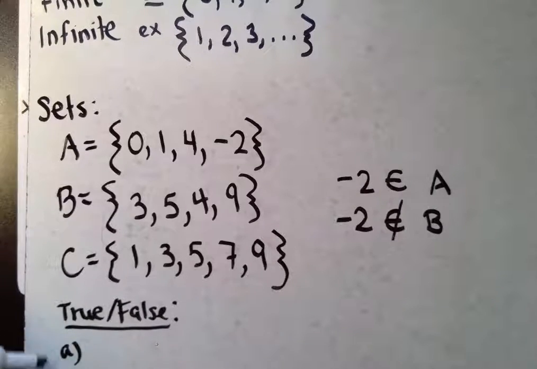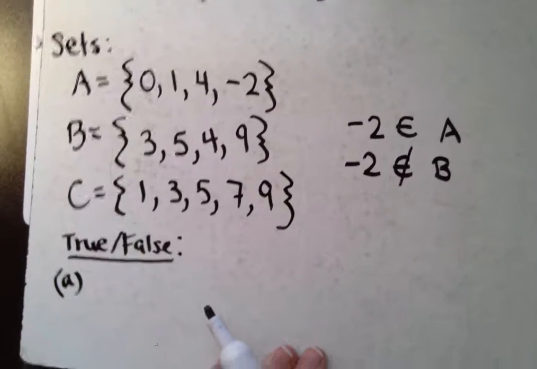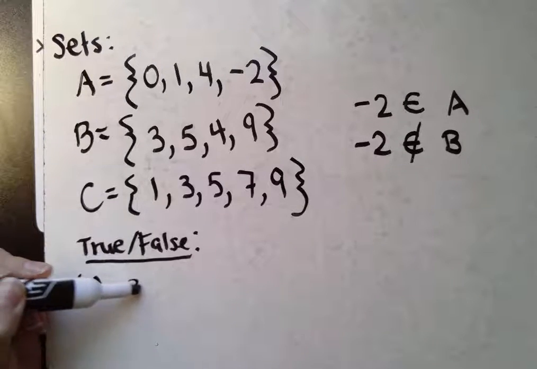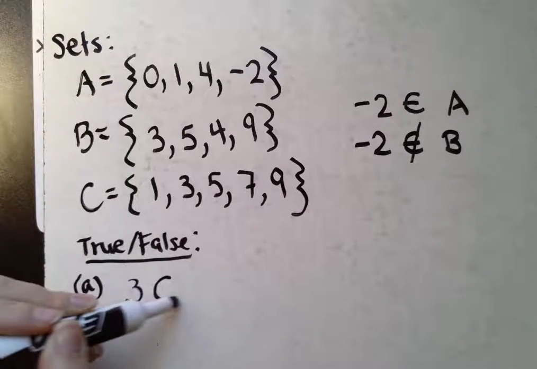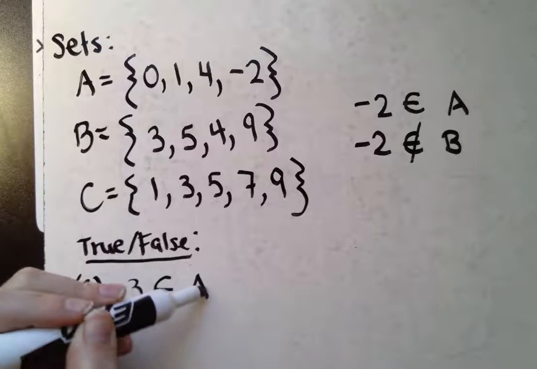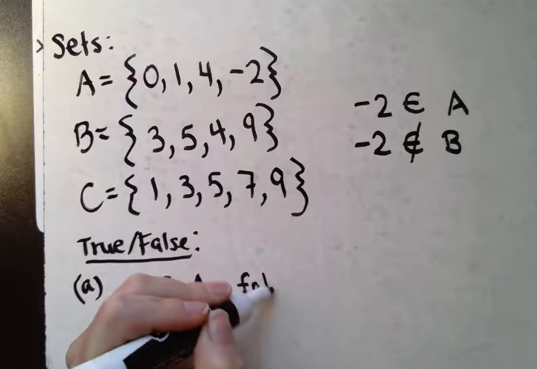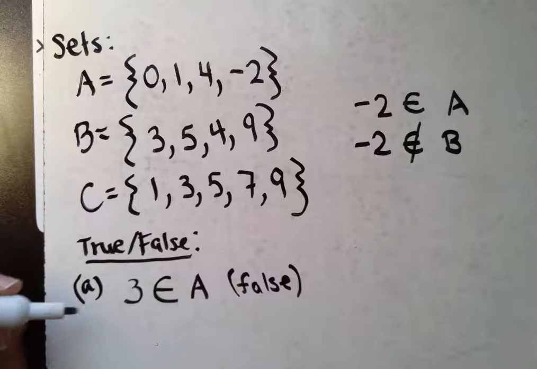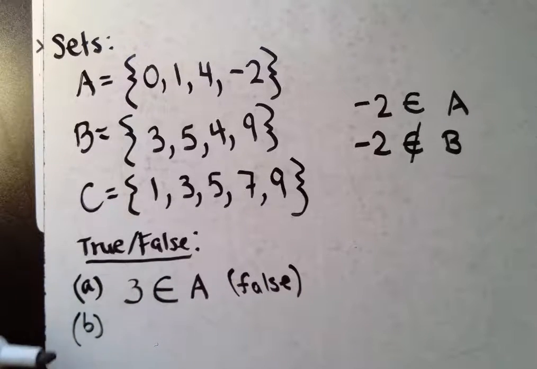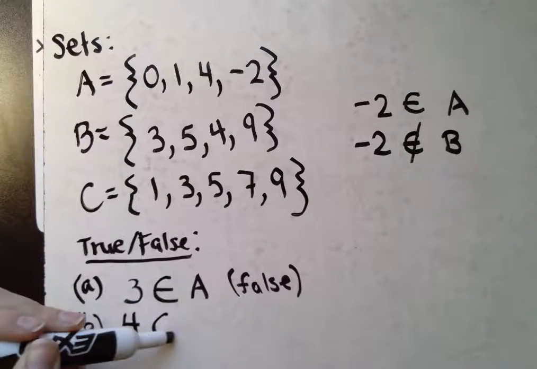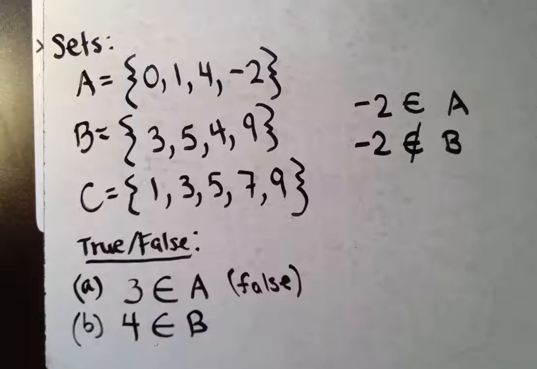So for example A, I could say 3 belongs to A. Is that true? Is 3 a part of set A? No, so this would be false. Let's see, example B, I could say 4 belongs to B. 4 belongs to set B. Is that true? Yeah, it is true.